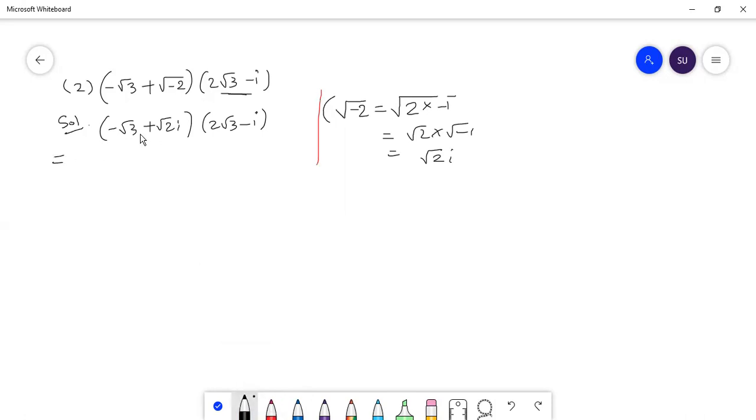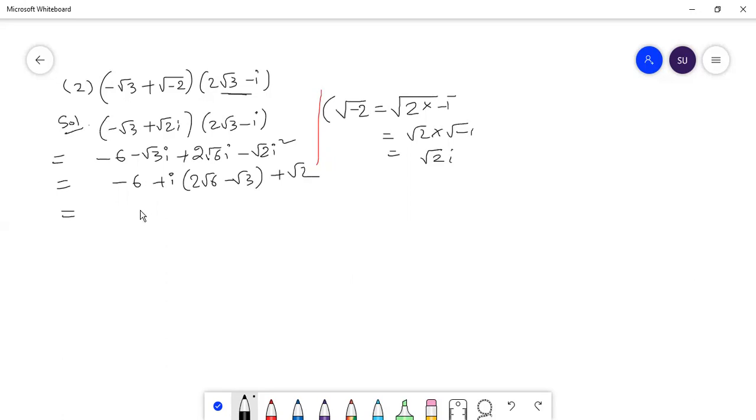That is equal to, directly multiply, minus root 3 into 2 root 3. Root 3 into root 3 is 3, 3 2s are 6, so this is minus 6, minus root 3 i, plus root 2 into 2 root 3, root 2 into root 3 is root 6, so 2 root 6 i, minus root 2 i square. Okay, i square is minus 1, so plus root 2. Now take i common: 2 root 6 minus root 3.